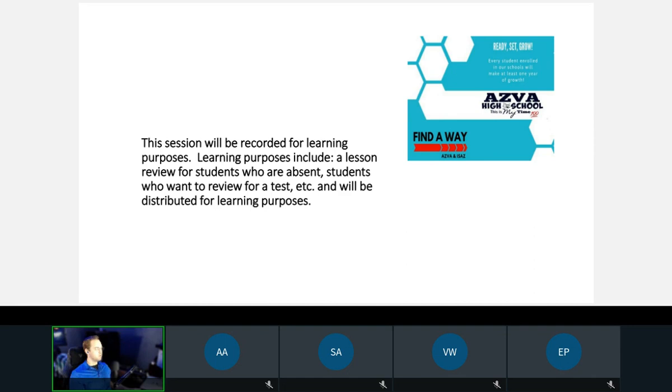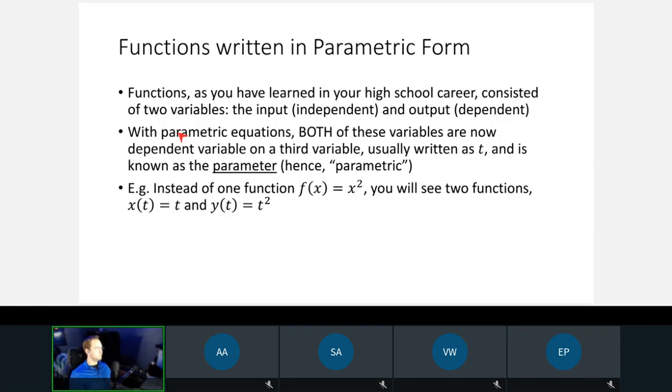All right, being recorded. All right, functions written in parametric form. So functions, as you have found in your high school career, consist of 2 variables. The input, which is the independent variable. You learned that probably back in, I'm going to say grade school, maybe like 5th, 6th grade, maybe. And your output, which is your dependent, which is usually your y variable. So your input is your x, which is independent. Your output is your y variable, which is your dependent.